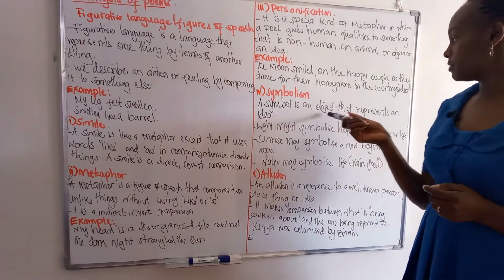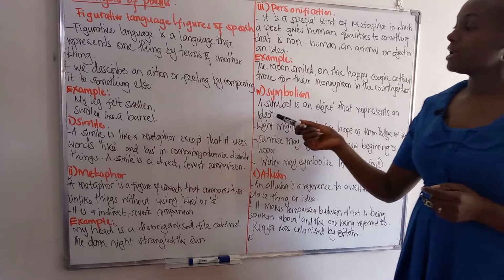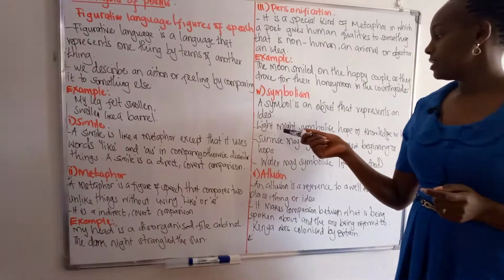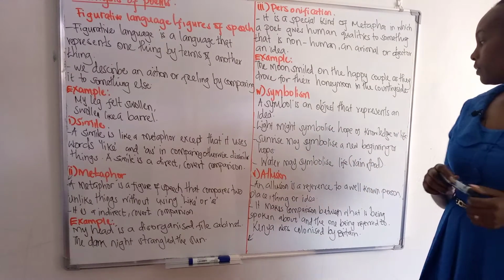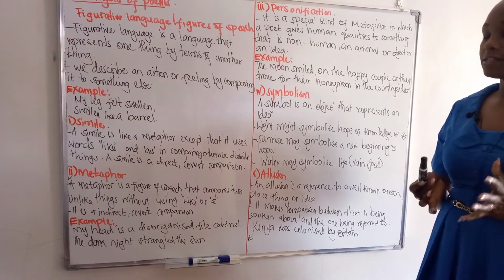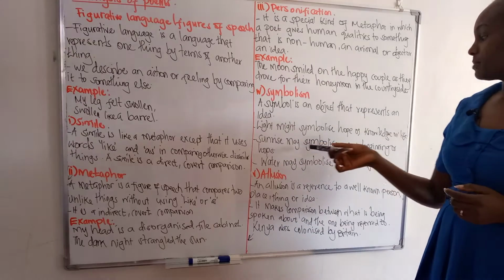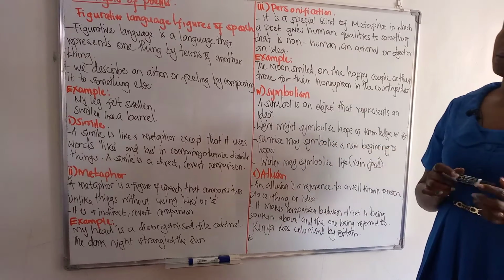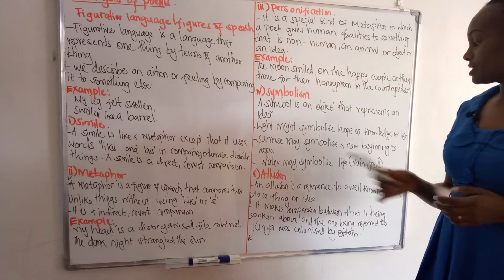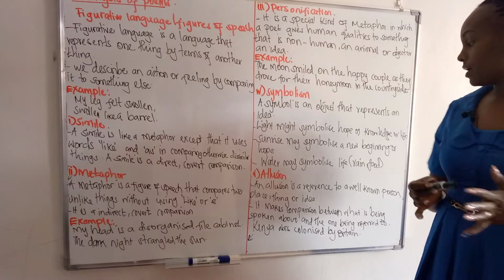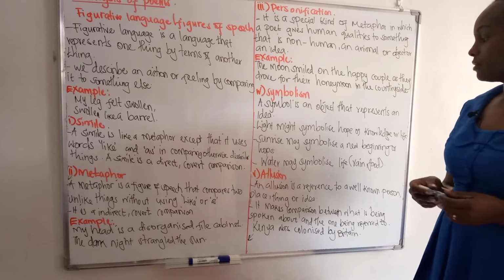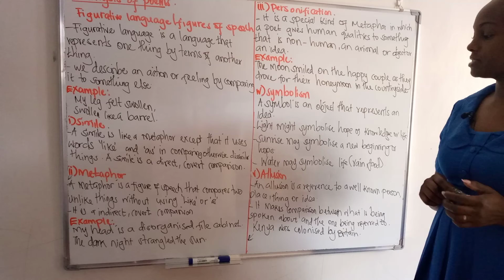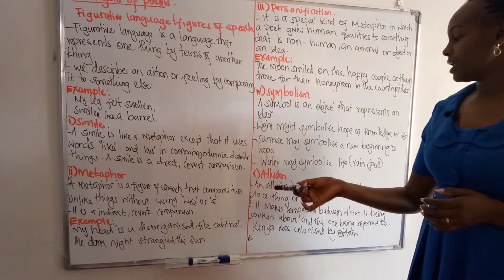Into symbolism. A symbol is an object that represents an idea. Light might symbolize hope, knowledge, or life in some poems. Sunrise might symbolize a new beginning or hope. Water may symbolize life. When we have rain and food, then we have life. That is symbolism.